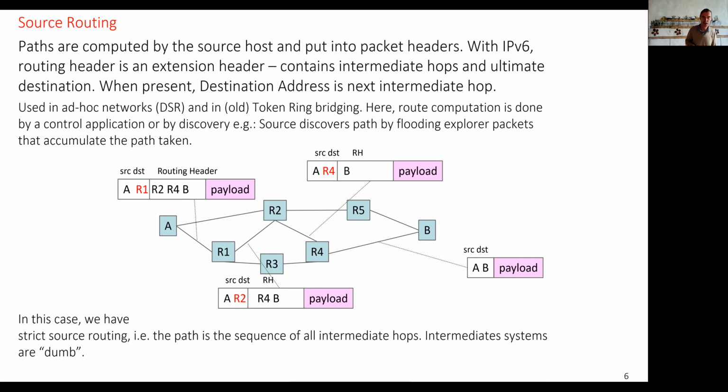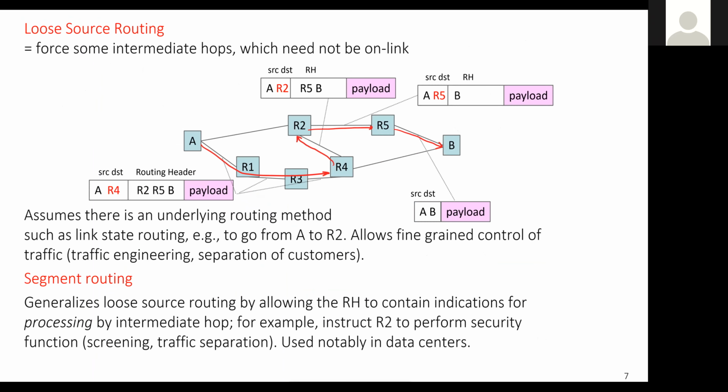What I've shown here is called strict source routing. What is strict is that the route has to be followed strictly. That means that the next hop is really R1. If R1 is not on link with A, for example, because this is an ad hoc network and the nodes are moving and the connection from A to R1 is lost, that will not work anymore. So the connection will be broken.